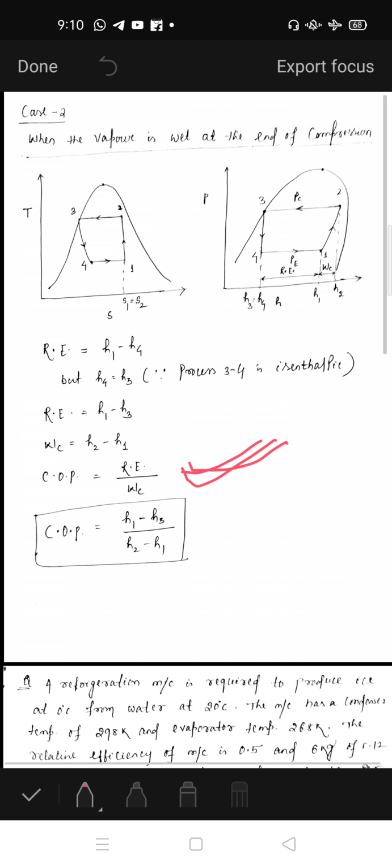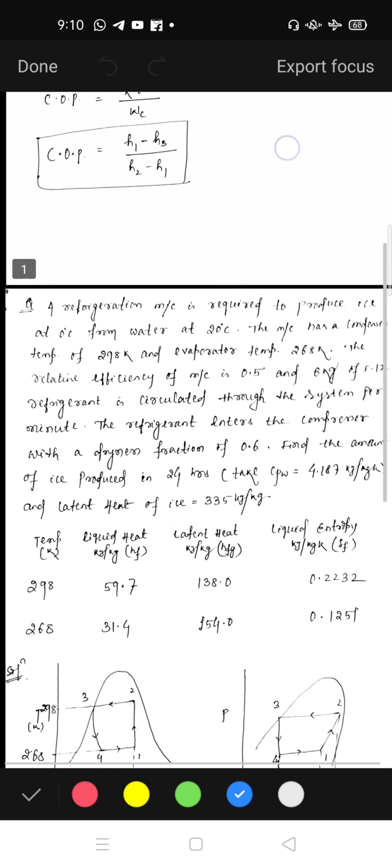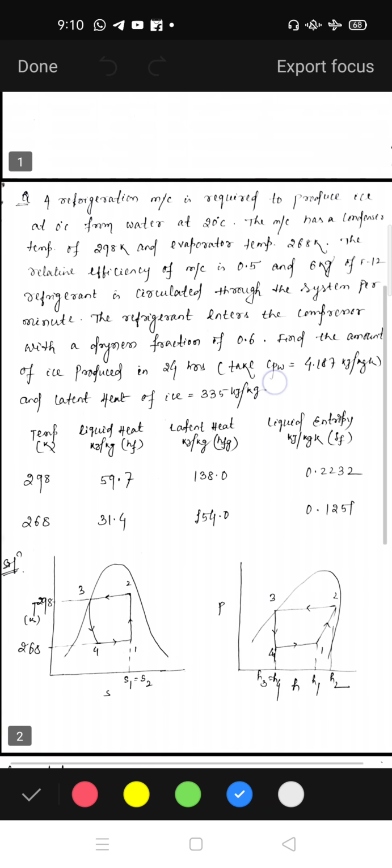Okay, H1 minus H3. Now when you have to find the compressor work, it will be in the process 1 to 2. So our compressor work will be H2 minus H1. So what is COP? It is RE by W, means H1 minus H3 divided by H2 minus H1. So this is our final result for COP. Now let's solve one numerical related to that. Okay, so let's see the numerical.